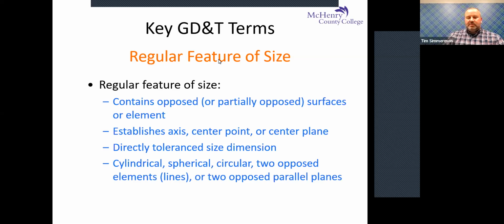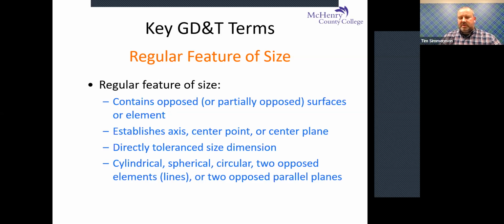Regular feature of size. So what is a regular feature of size? A regular feature of size is something that contains opposed or partially opposed surfaces or elements. Again, thinking back to that original PowerPoint slide that had a slot inside of a part, you can drag something like a tape measure across it and measure it from side to side. That's a regular feature of size. A diameter, a length, a width. A regular feature of size will establish an axis, a center point or a center plane.